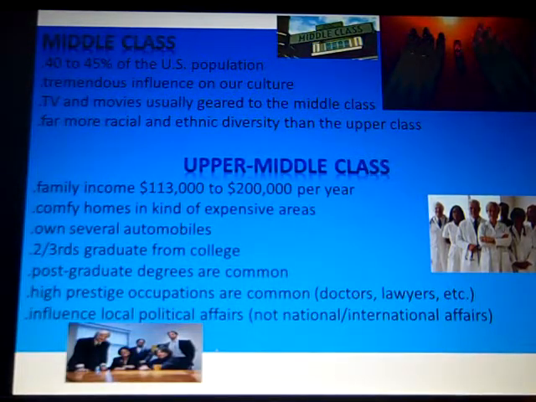You have a lot more racial and ethnic diversity than you have in the upper class. In the upper classes, you still have largely Caucasian, still largely older white people.